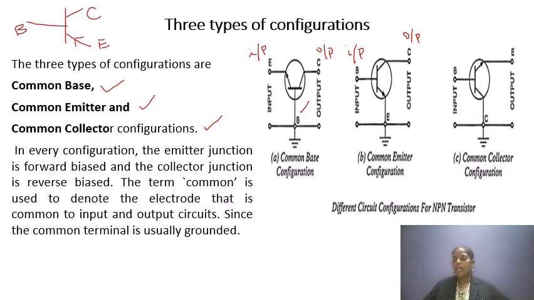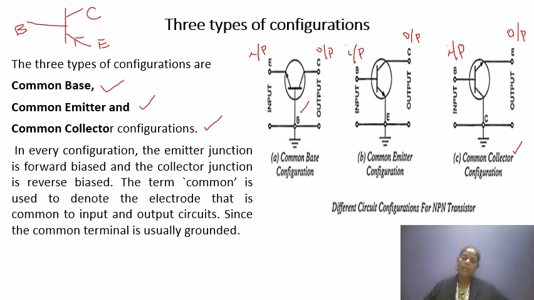Okay, next the last one, special one, common collector. So the collector acts as a mediator between the input and the output. So the base acts as the input and the emitter acts as the output.